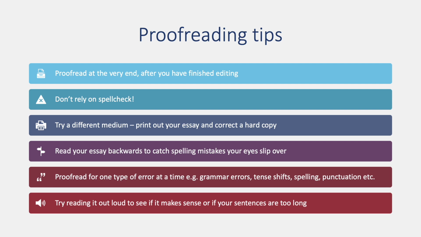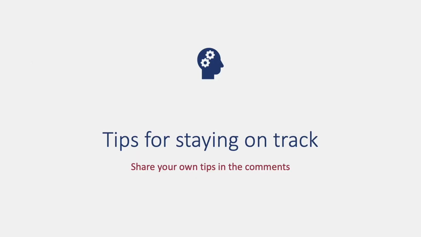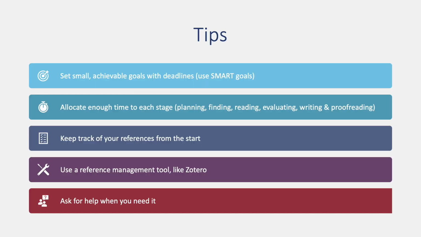It is not infallible. Finally, I have some tips for staying on track. Please share any tips you have in the comments. I recommend setting small, achievable goals. This is the best thing you can do to stay on track. Make sure you give yourself enough time for each of the 6 stages, and I really recommend keeping track of your references from the very start. It makes the final part of putting together your reference list so much easier.